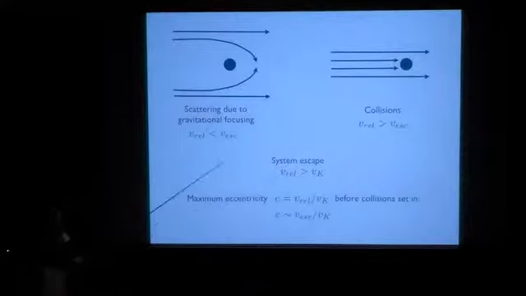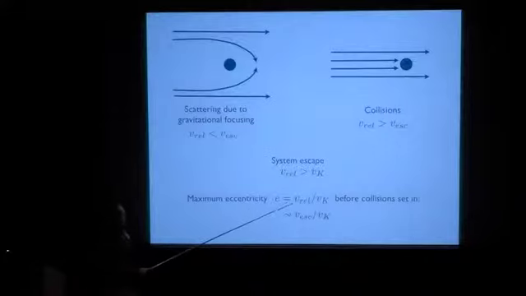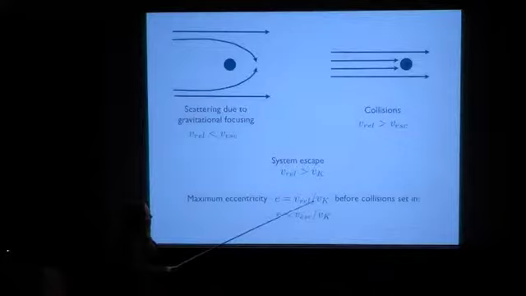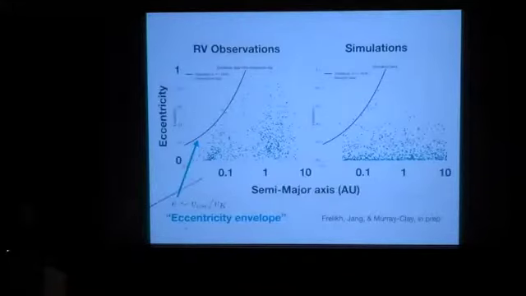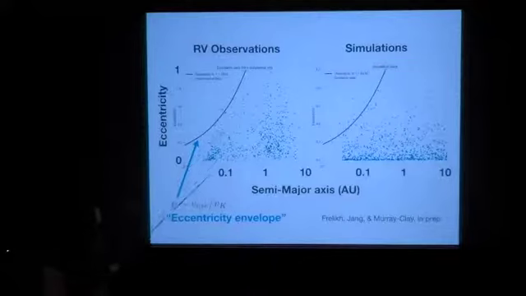So what this means, putting it all together, is that the maximum eccentricity that you can get to is your relative velocity divided by your orbital velocity. Because once you get up to that eccentricity, collisions will set in. And if this number becomes greater than 1, you get ejected instead of colliding. All right, so we can do some numerical simulations to test out this idea.